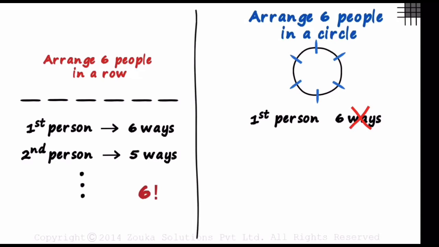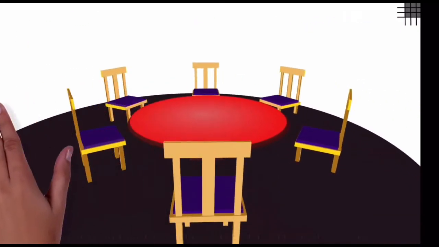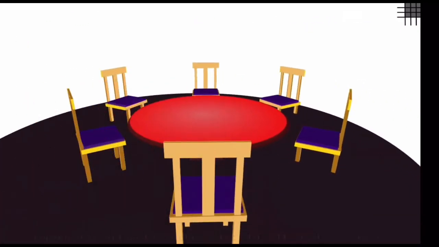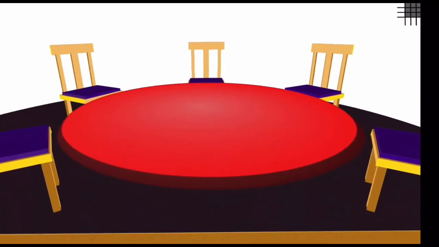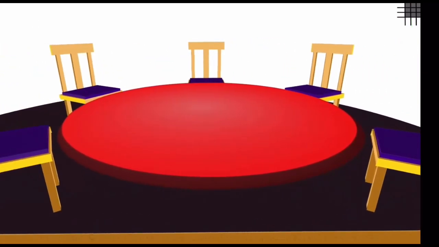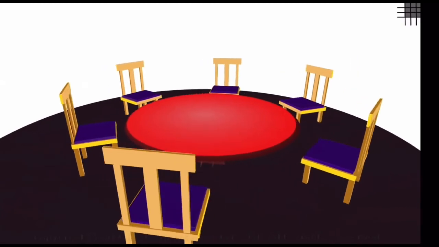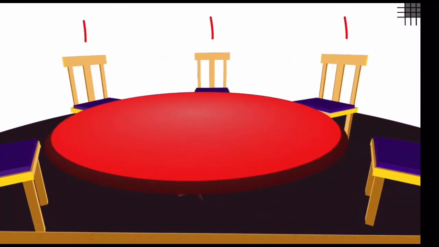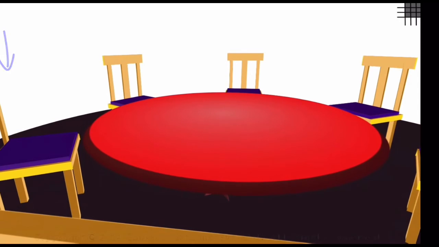The first person that comes to the table cannot be seated in 6 different ways. To understand the number of ways in which the first person can be seated, let's look at a circular table with 6 chairs around it. Now assume you're the first person, and let's say you sit on this chair. What do you see? Try to describe the positions of the chair you see. You see 3 chairs in front, 1 on your left and 1 on your right.